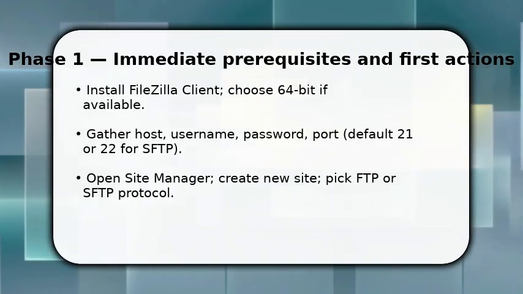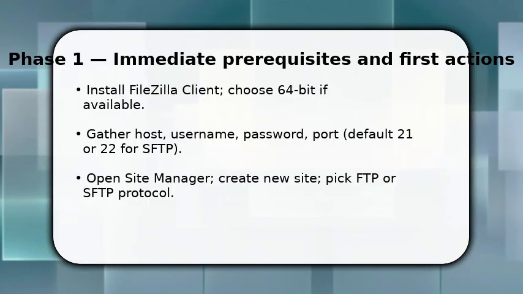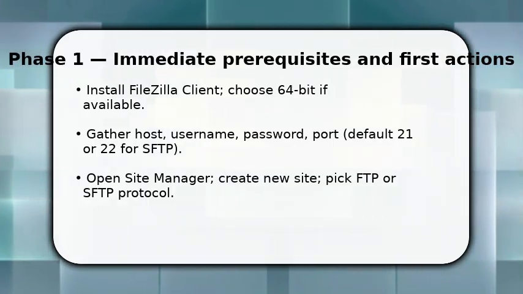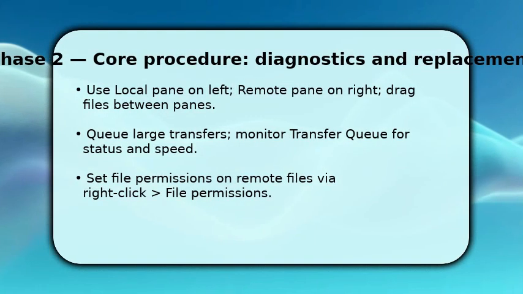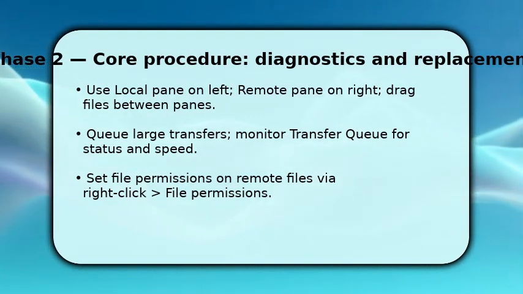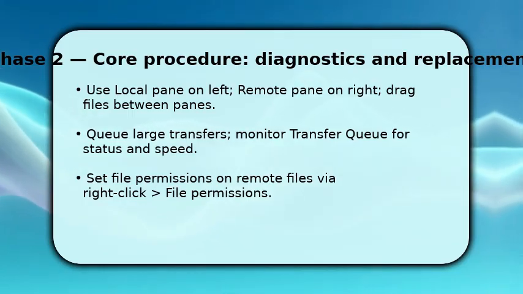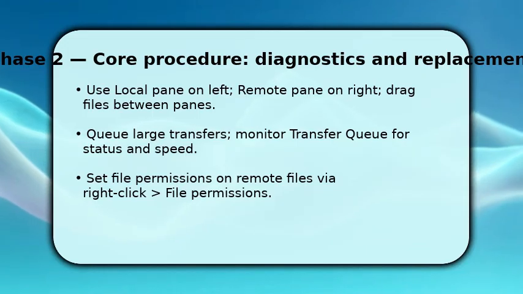Once done, click Connect to test the handshake. If prompted about a host key, verify fingerprint with the server admin before trusting it. Now you execute transfers. Navigate the local pane to your files and the remote pane to the target directory, then drag and drop. For many files, add them to the queue so you can start and walk away.